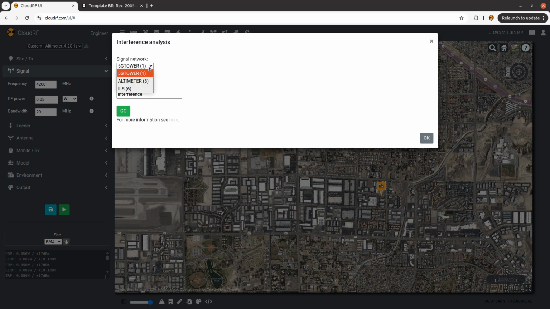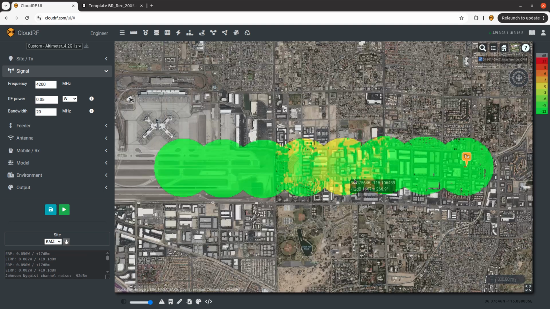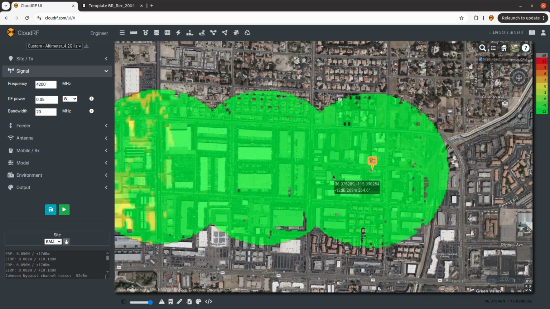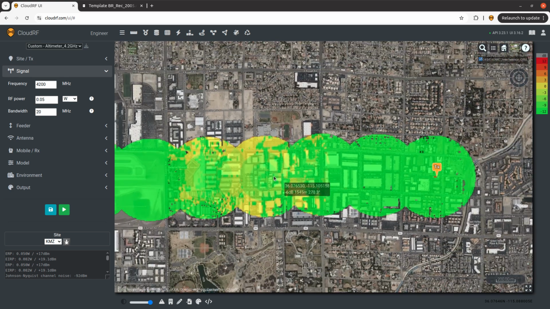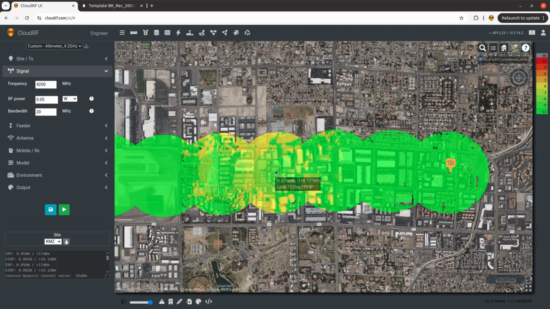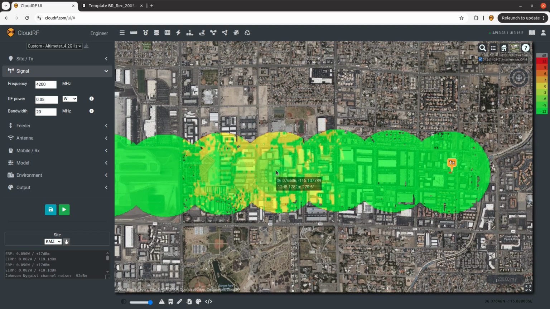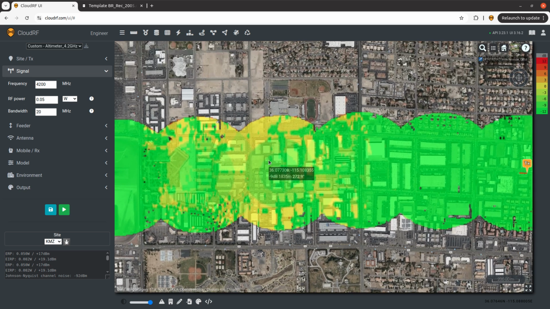So we're going to pick the altimeter as our signal of interest, and the noise source is the 5G tower. Using the interference API at CloudRF, we can see the result. If it's green, it's good. So this is where the altimeter is functioning and it has a clear signal. As we near the cell, we start to experience interference from the powerful cell. And you can see it creeps in on the periphery of the signal.